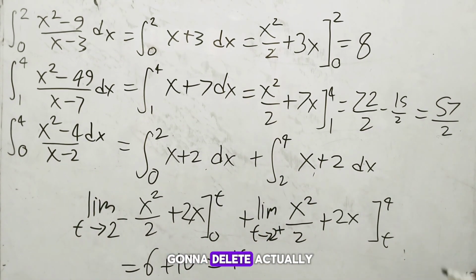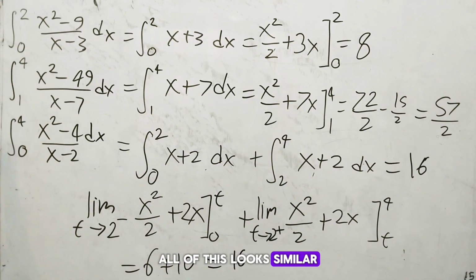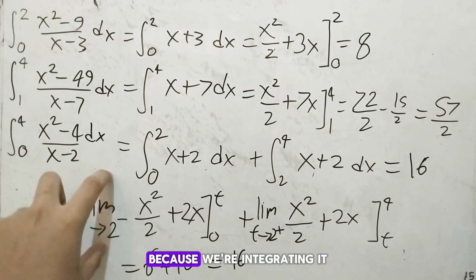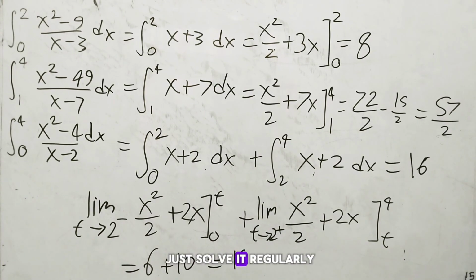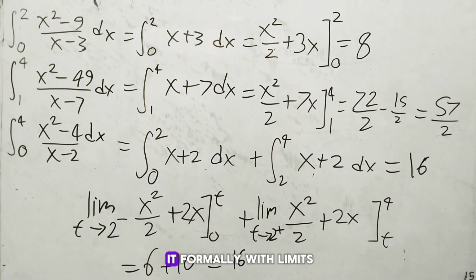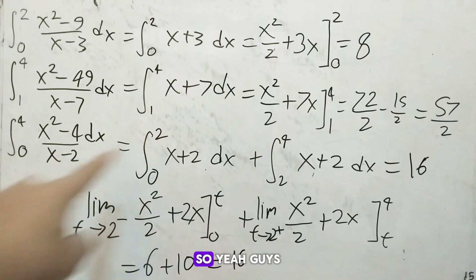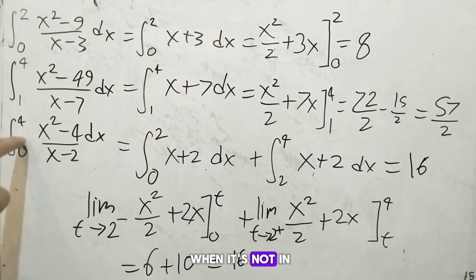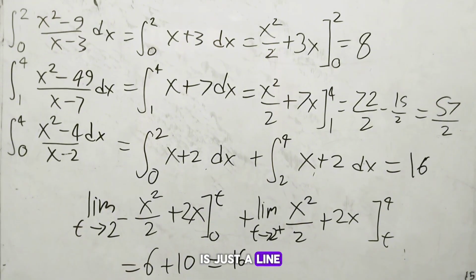So as you can see, all of these look similar, but this one is more complicated because there's a discontinuous point in the interval. I mean, you can just solve it regularly, you can just put 2 in. But that's not how we do it, guys. We have to do it formally with limits. So this one is 16. You guys do this when the function is not a curve, just a line like this.